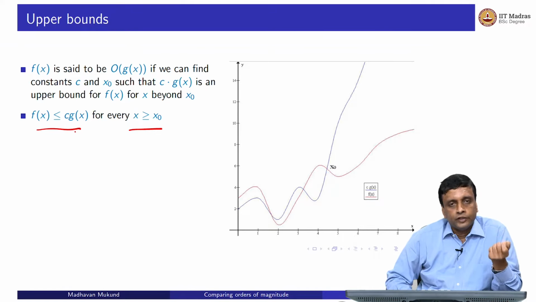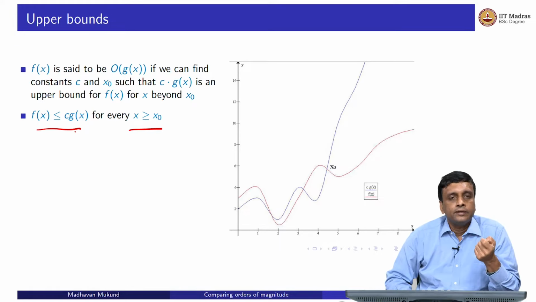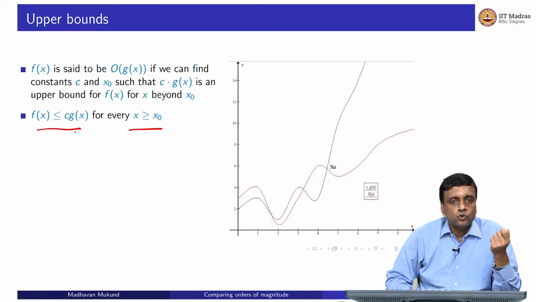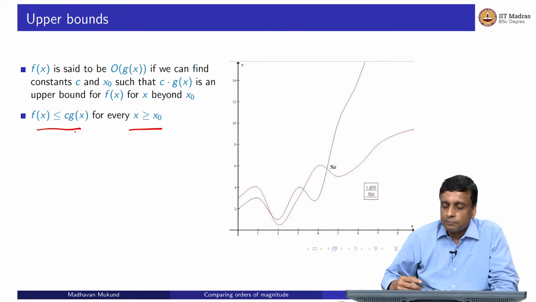To claim that f of x is big O of g of x, you have to find, so g and f are given to you. You are told what is f of x, you are told what is g of x. The question is, is g of x an upper bound for f of x? In other words, is f of x in general smaller than g of x as a function of x? For this you need to find these two constants, c, the multiplier for g, and x naught, the threshold beyond which this holds.